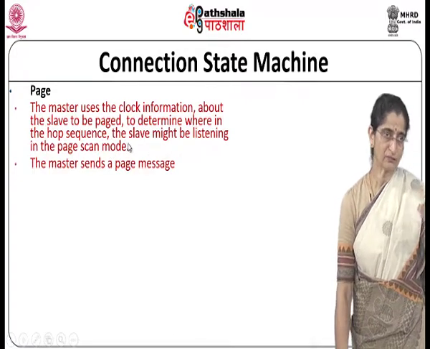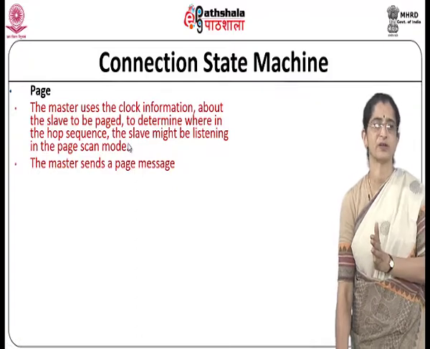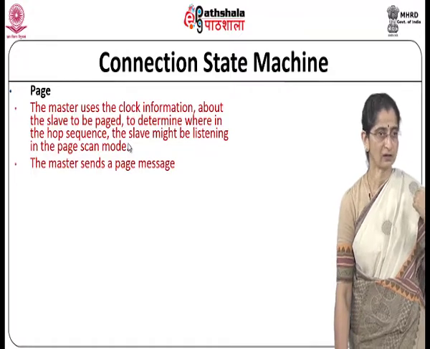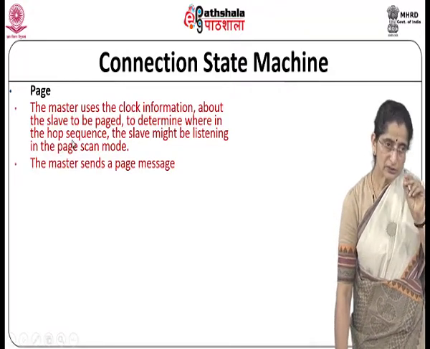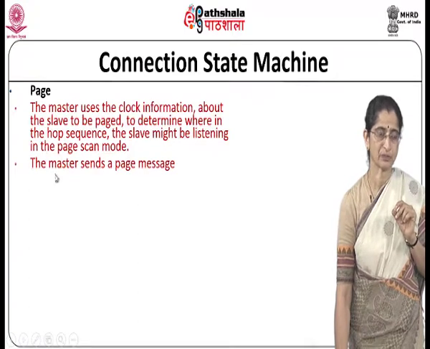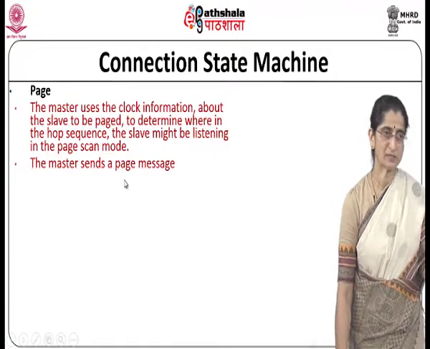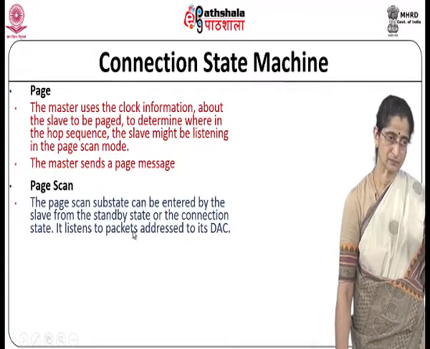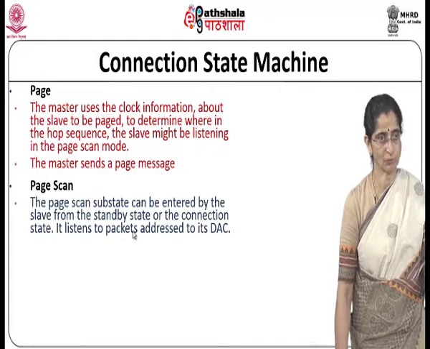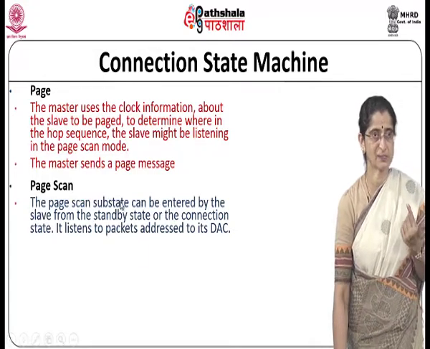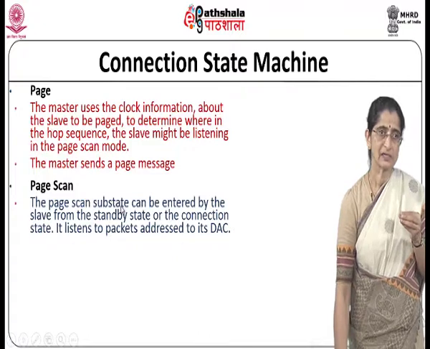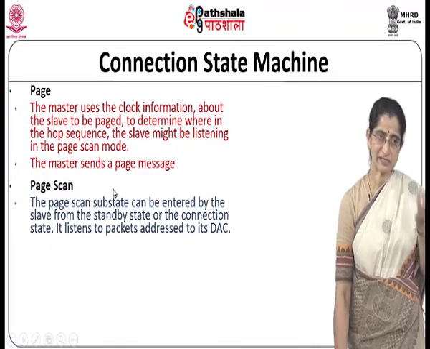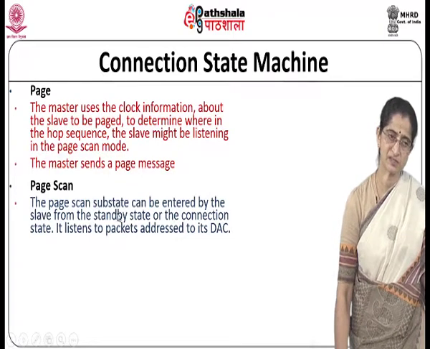Now, remember there is a sequence of frequencies that are used, so you need to know on which hop sequence the slave is going to connect to the master. That information is obtained from this clock information. So, the master will send a page message after it has determined that, and the slave will be in what is called a page scan mode. So, what is a page scan substate? This page scan substate indicates that it is listening to, or waiting for, the page messages which are coming from a master.